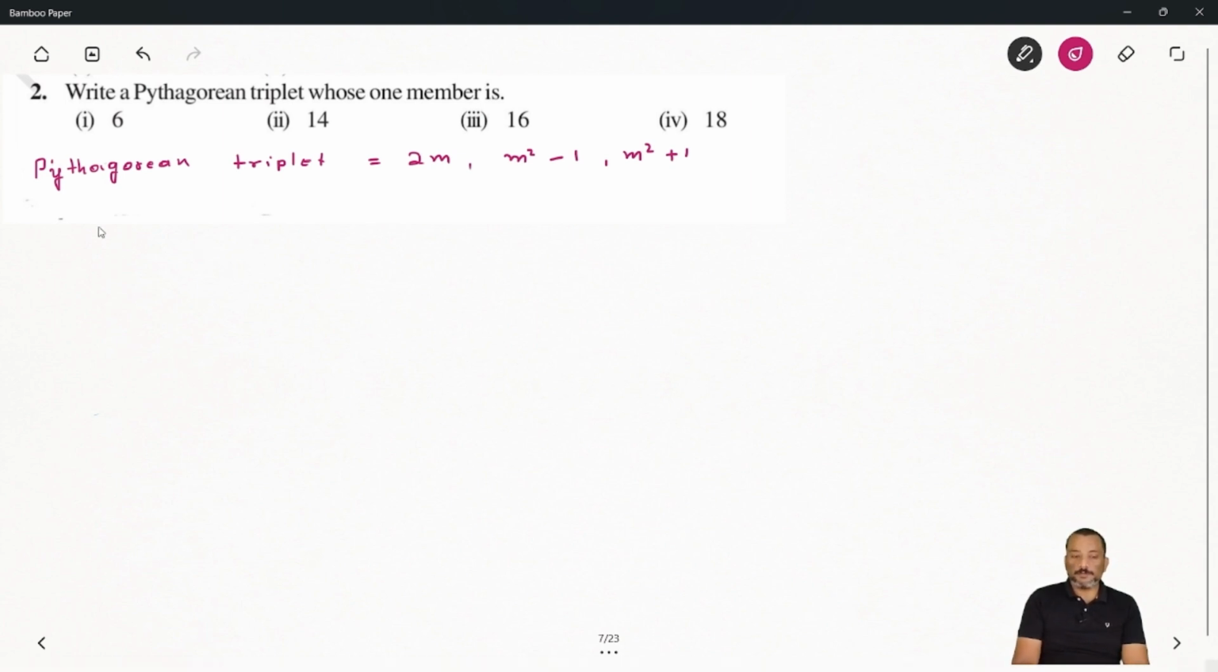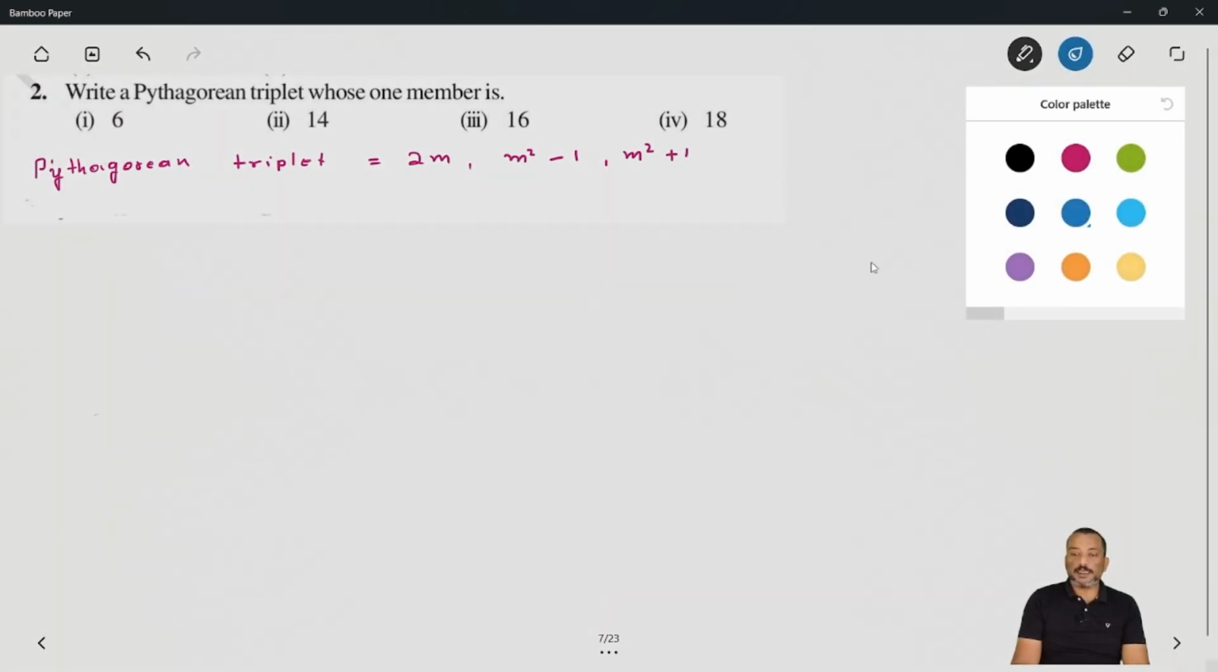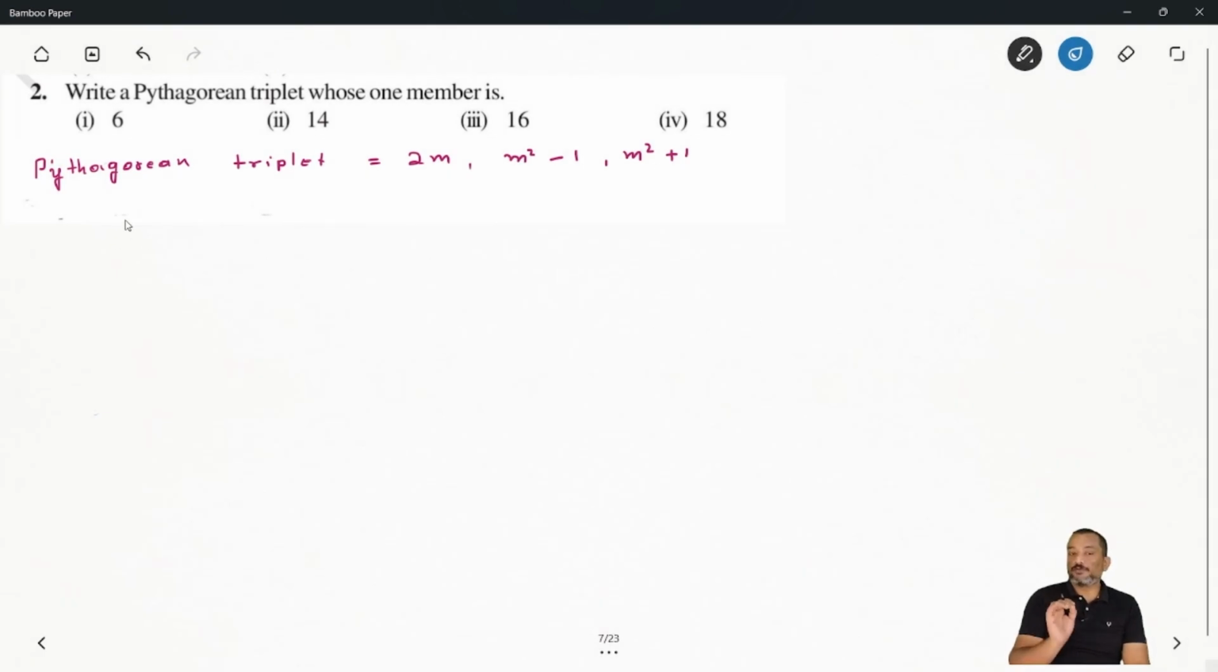Now in this first question, it is saying we have one number which should be 6. So first we will go with the first one. It is saying 6. Okay, so we will say, let m square minus 1 is equal to 6. If the m value comes an integer, we will take the integer. Otherwise, if a non-integer comes, we will not take that one.